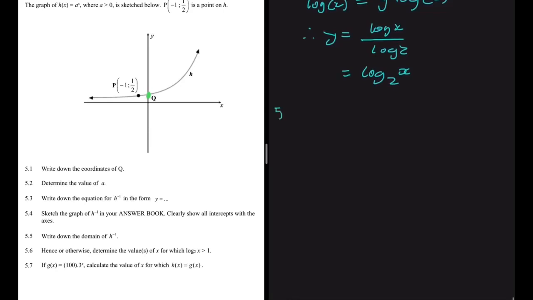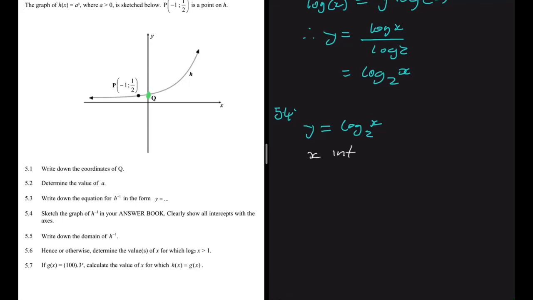Let's move to 5.4. So 5.4 is saying, let's sketch the graph of h inverse in your answer book. Clearly show all intercepts with the axes. So to sketch a graph, we don't need much, right? You need to know the general shape of the graph and the intercepts. But then we have y is equal to log of x base 2. For this graph we're going to sketch, we cannot have the y-intercept because log of 0 is not defined, right? We could only have the x-intercept. So let's go ahead and find the x-intercept, right?